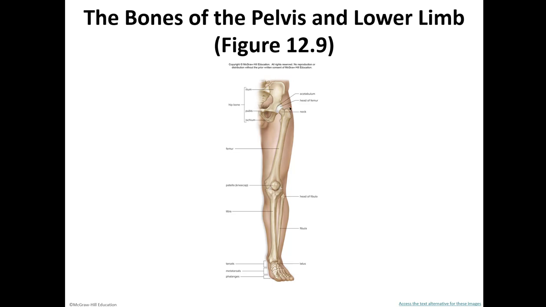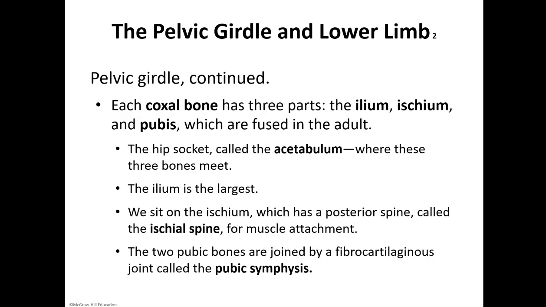We have the head of the femur sitting into the hip socket, the femur, the patella, the kneecap, the tibia, the fibula, and then the tarsal bones. Each coxal bone has 3 parts, the ilium, ischium, and the pubis, which are fused in the adult. The hip socket is also known as the acetabulum, where all of these 3 bones meet. The ilium is the largest part. We sit on the ischium, which contains a posterior spine called the ischial spine, and this is where muscles can attach. And there are 2 pubic bones that are joined via a fibrocartilaginous joint called the pubic symphysis.